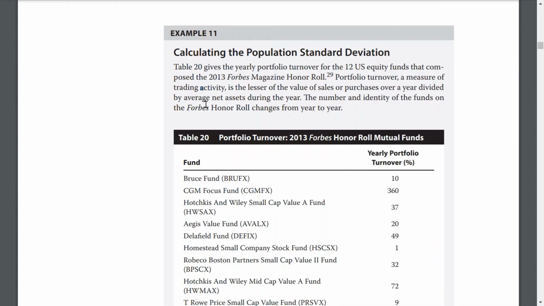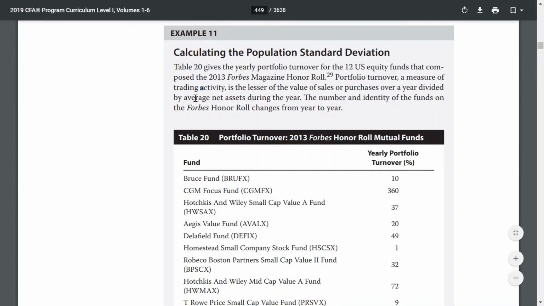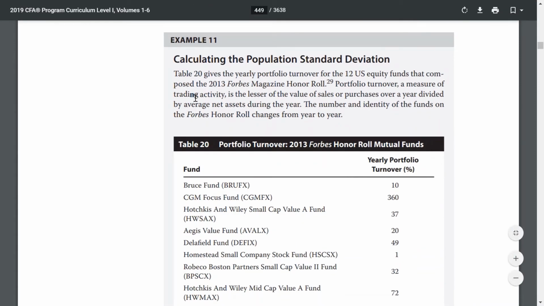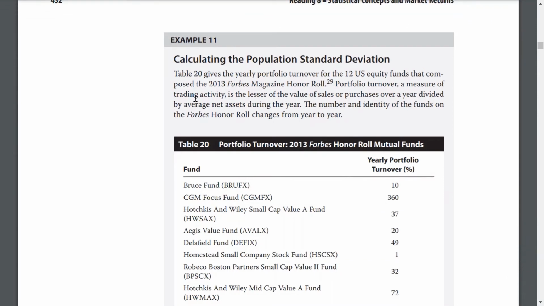Calculating the population standard deviation. Table 12 gives the yearly portfolio turnover of 12 U.S. equity funds, the 2013 Forbes magazine honor roll. Portfolio turnover, a measure of trading activity, is the lesser of the value of sales or purchases over a year divided by the average net assets during the year. The table shows the funds and the Forbes honor roll changes year to year.